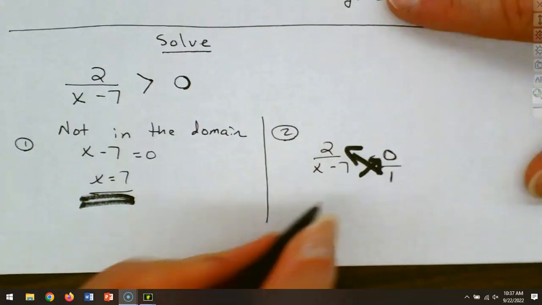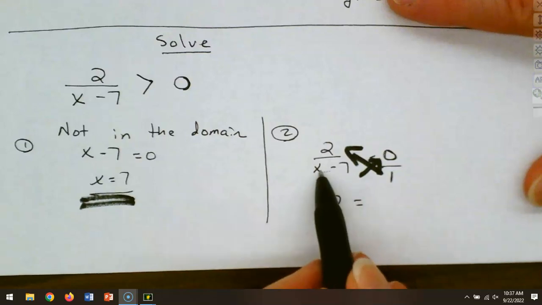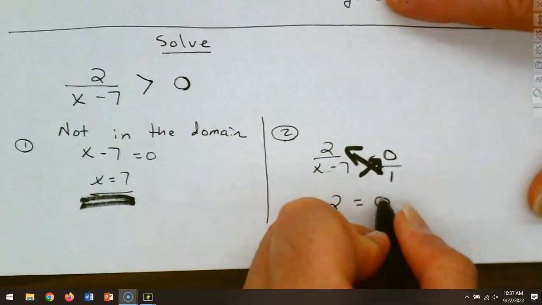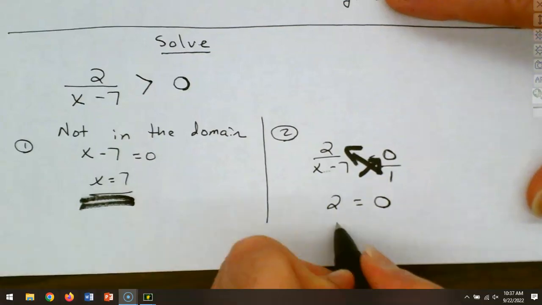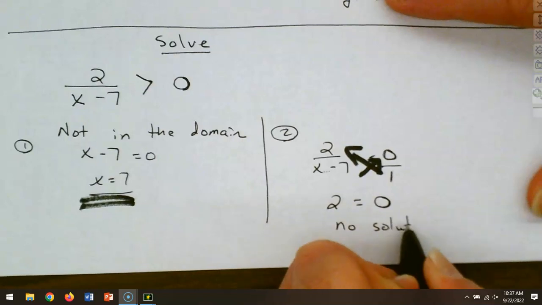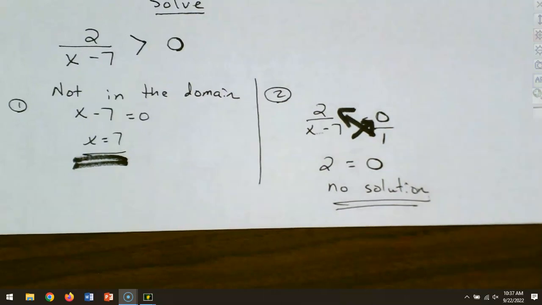So 2 times 1 is a 2. 0 times x minus 7 is what? 0. So this has no solution. So you only get 1. So it only has one solution. The next one that we work out is going to have 2 of them. This one just has the 1, because that came from our domain. So what do we do? Place it on a number line, and we check.